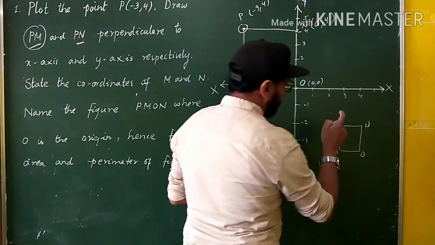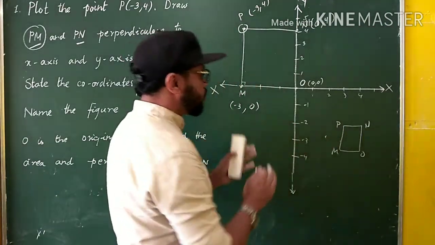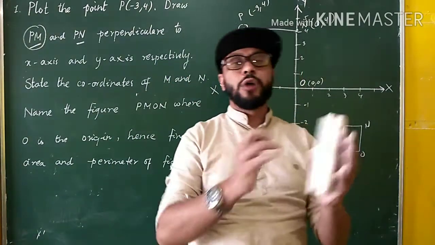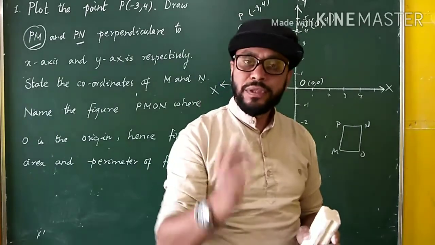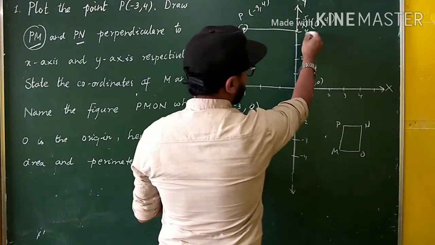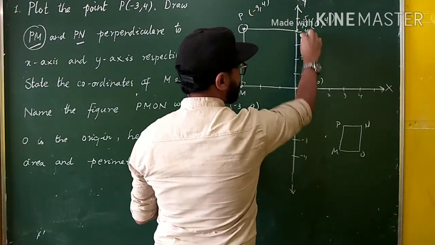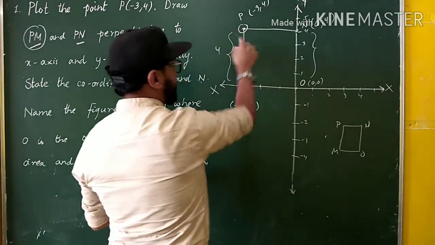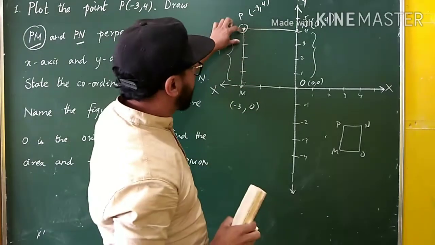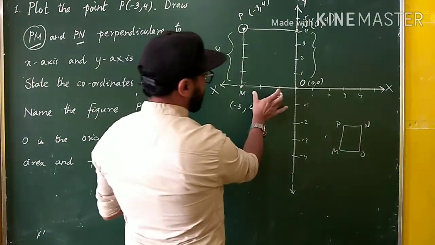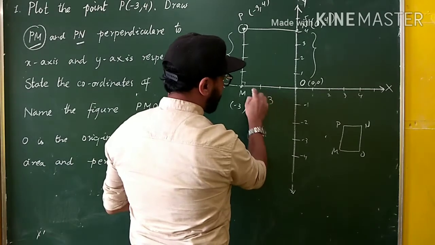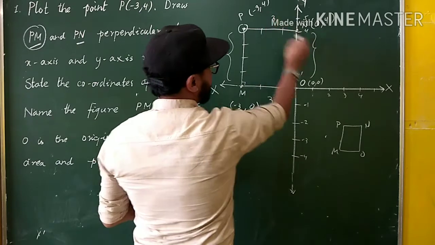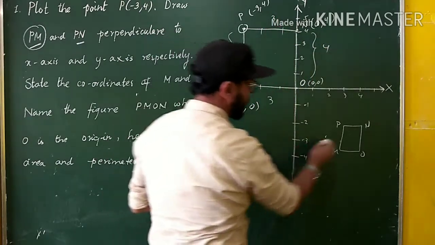Now, what we have to do here is we have to see the sides. If all sides are equal, then it is a square. If the opposite sides are equal, then it is a rectangle. Now here this is 4 units, 1, 2, 3, 4. Now here also it is 4 units. On the graph paper it will be very easy for you to find the units. Alright. Now here MO, it is 3 units, 1, 2, 3. Now here also it is 3 units. Now opposite sides are equal, so it is a rectangle.